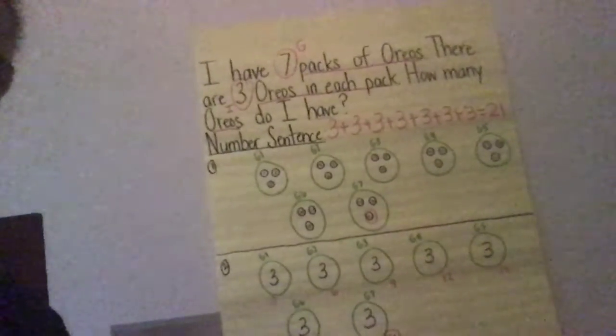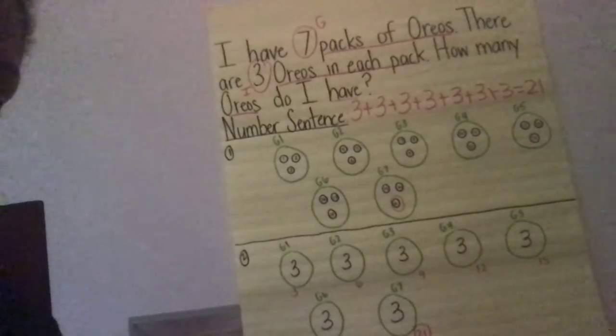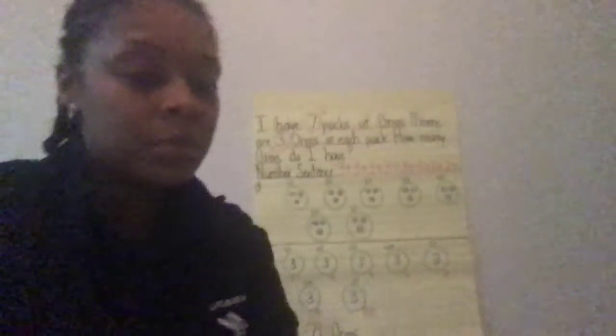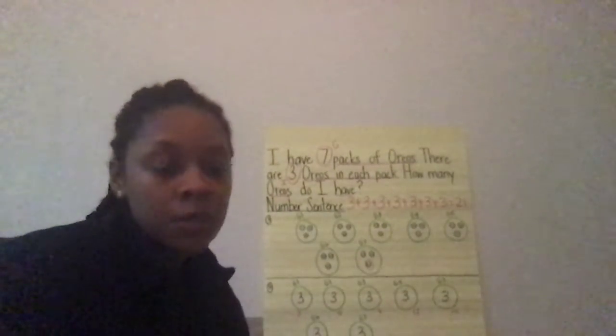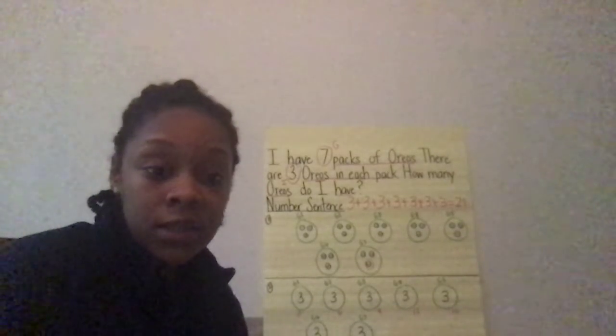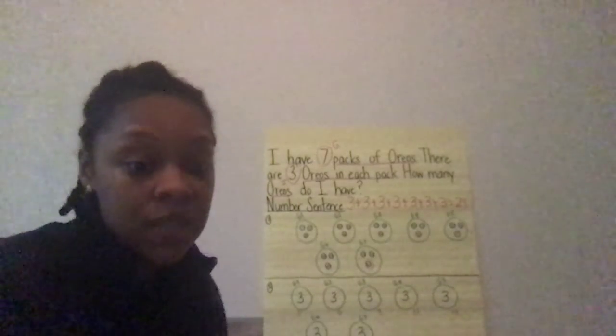Families, please make sure that the number sentences that are being used are either repeated addition number sentences like I have here, where I'm adding the number of items in each group, or it's a repeated subtraction number sentence. Please, no multiplication and no division. Looking forward to seeing your work. Please make sure you're using one of these two strategies, if not both.